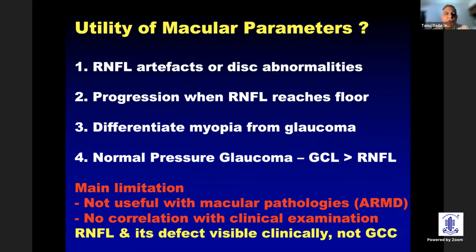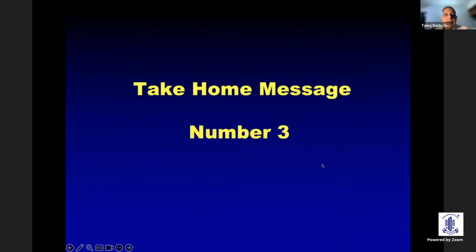When is it essential to use the ganglion cell parameters over and above the retinal nerve fiber layer? When you have artifacts or congenital disc anomalies, when there is an advanced case where the retinal nerve fiber layer has already reached the floor effect, that means there is no further loss which can occur, to differentiate myopia from glaucoma. And especially in patients with normal pressure glaucoma, where the ganglion cell loss may be preceding the retinal nerve fiber layer loss. If the patient has a macular pathology, then there is no point in evaluating the ganglion cell complex. And the limitation is that you can't correlate the GCC on the OCT with the clinical examination.